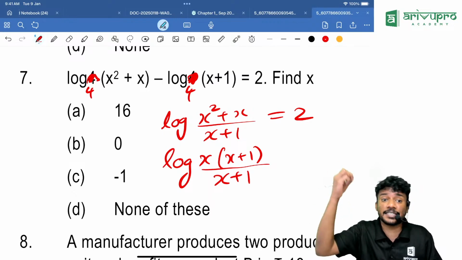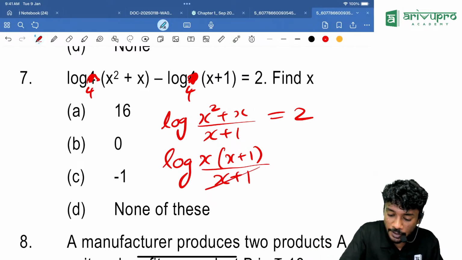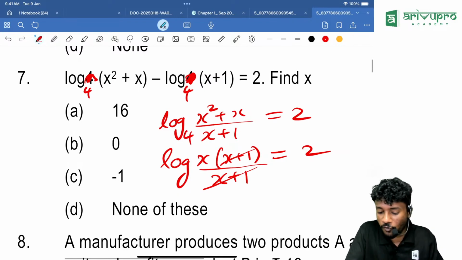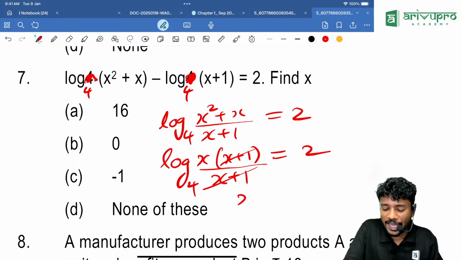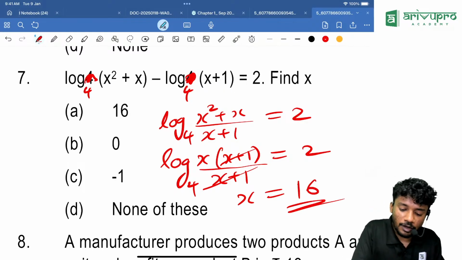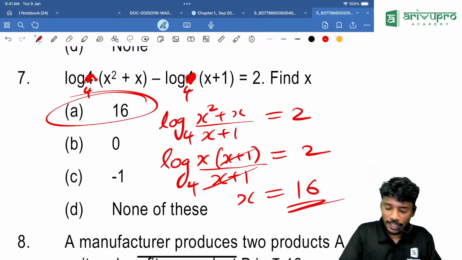We took x as common from the numerator. X plus 1 cancel to the base. What is the base, people? 4. So what is the value of x? X is equal to 16. Option A is our answer.